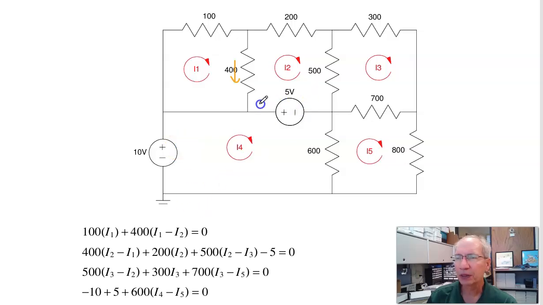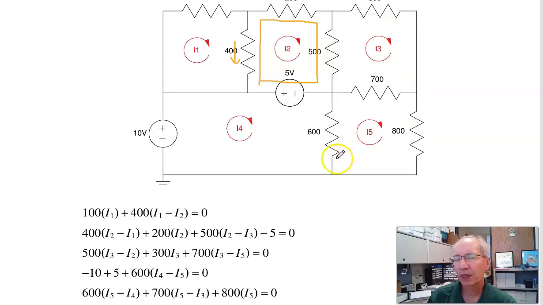Around loop I2, I have 400 times I2 minus I1, plus 200 I2, plus 500 times I2 minus I3, minus 5 equals 0. I hit the minus sign first, so I subtract. Likewise, on loop 3, loop 4, loop 5.